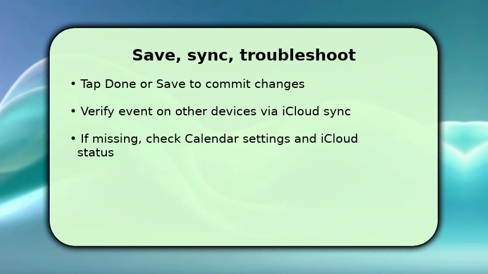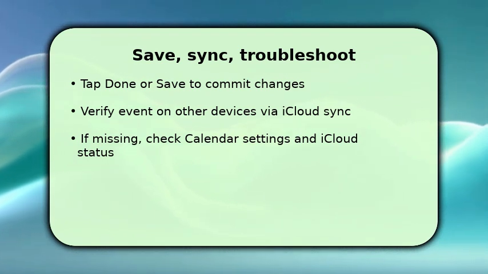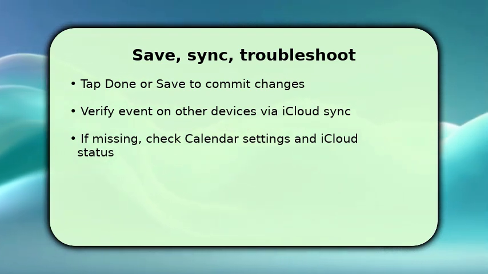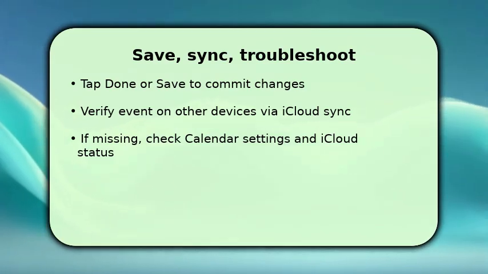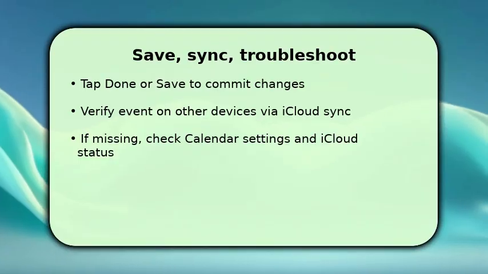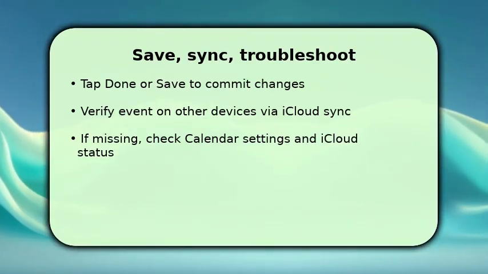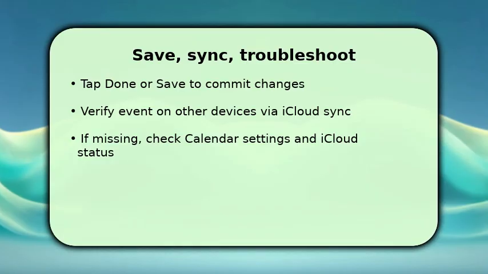Once saved, confirm the event appears on your iPhone, iPad, or Mac. If it doesn't show up, force a refresh by toggling Calendar Sync or signing out and back into iCloud. If alarms or invites fail, make sure notification permissions are enabled and email addresses are correct. This single troubleshooting step resolves most common issues quickly.